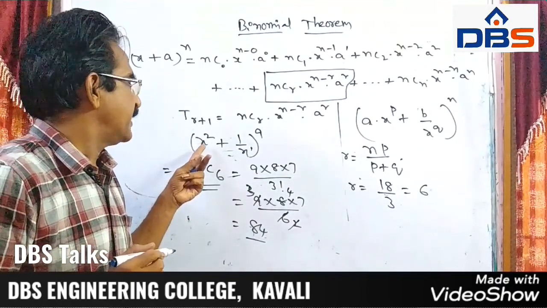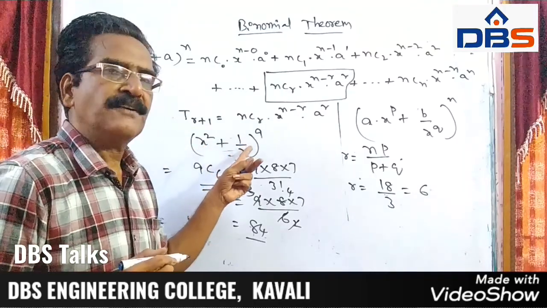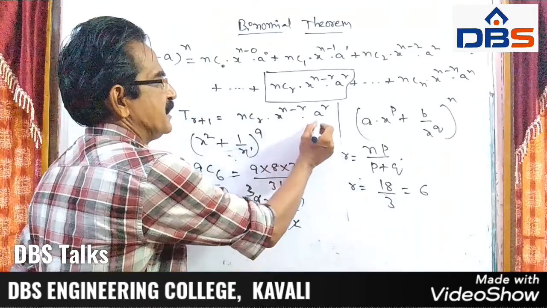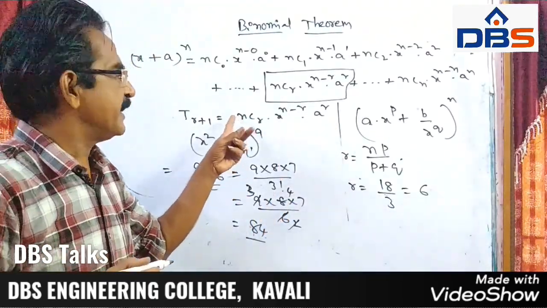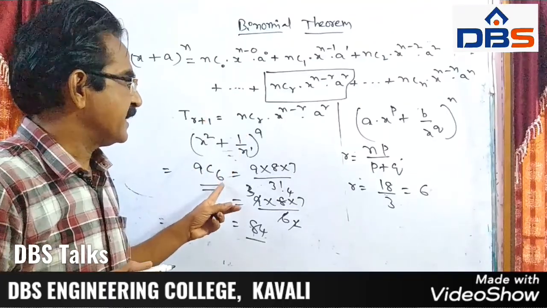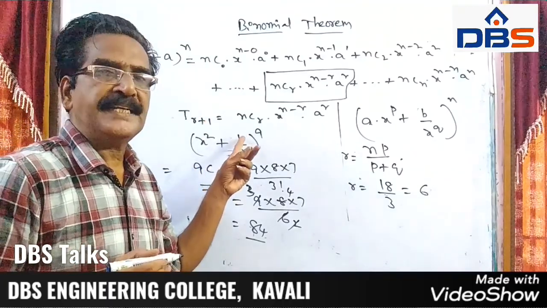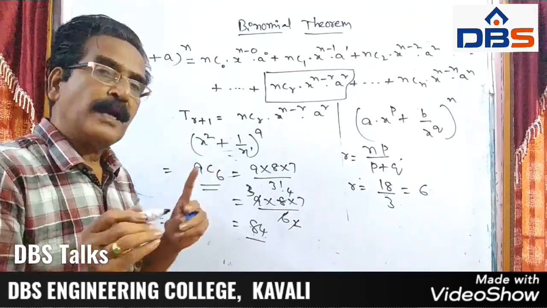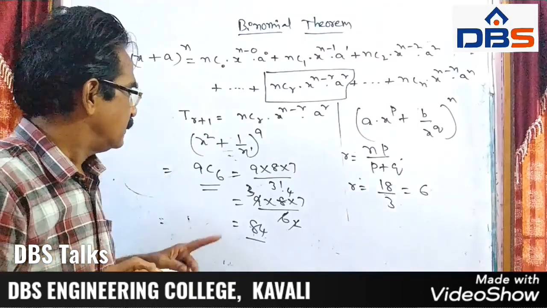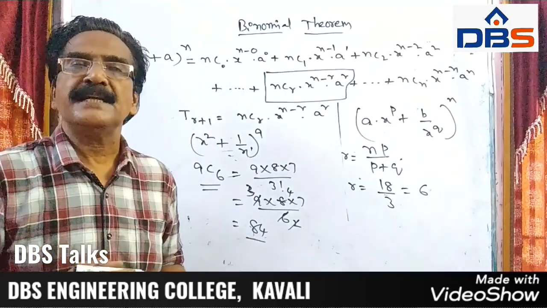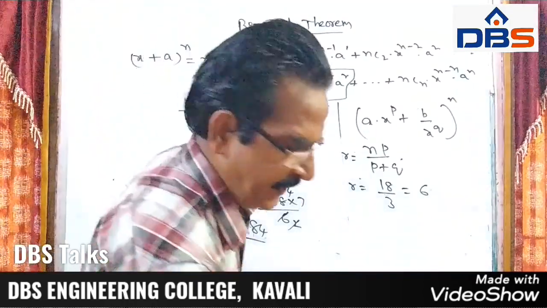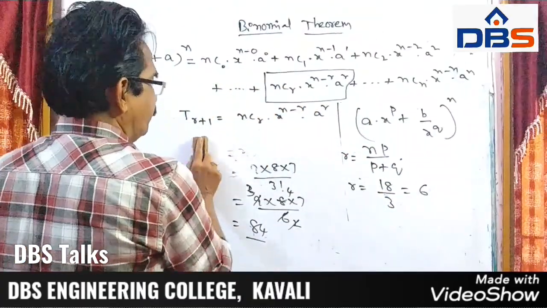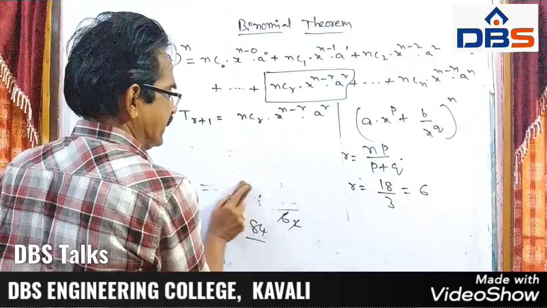Here there is no coefficient for x square and no coefficient for 1 by x. That is the reason why I have left these two terms. I have written only the nCr term, 9C6. If there is some coefficient, we have to write that coefficient. We need not write the x part. We have to write the coefficient part. So here the answer is very simple. 84 is your answer. Okay, friends, this is how to find the term independent of x.